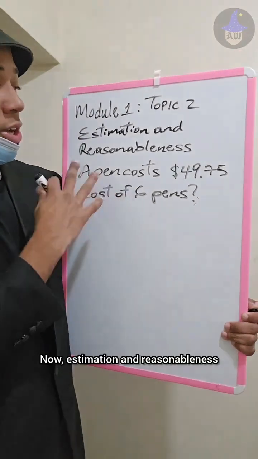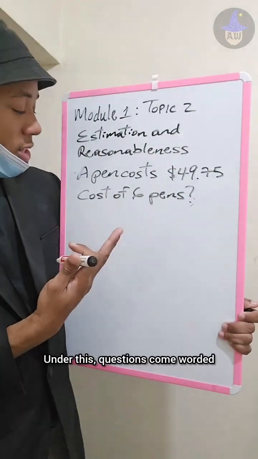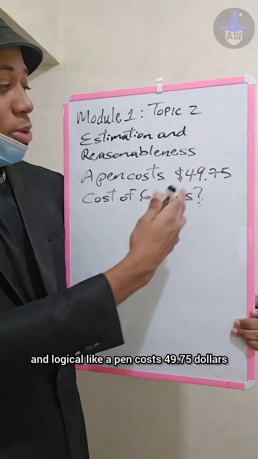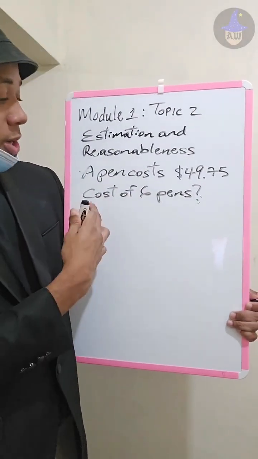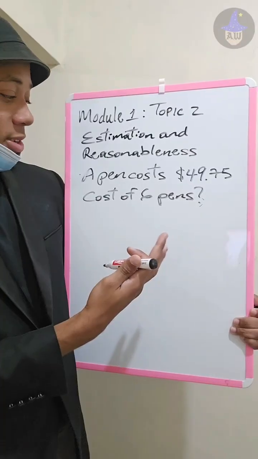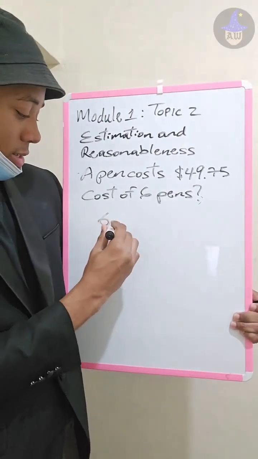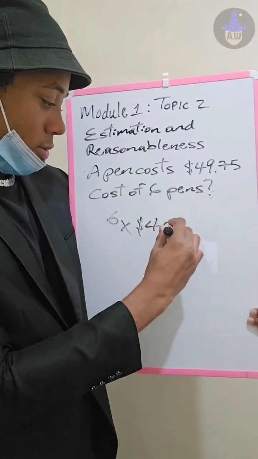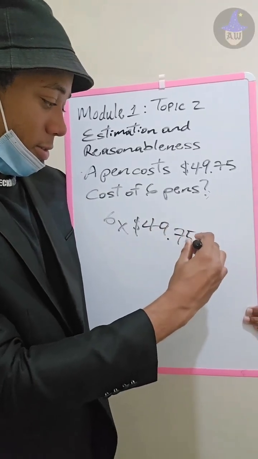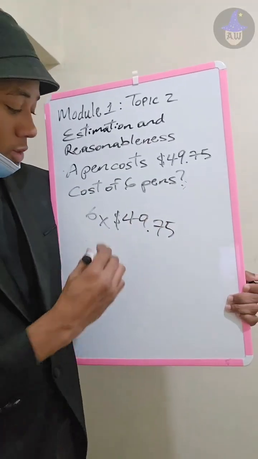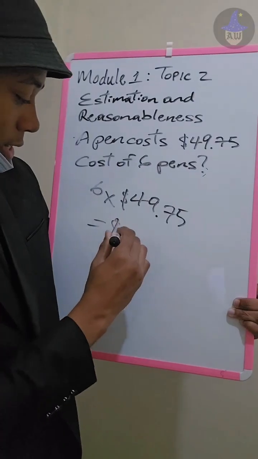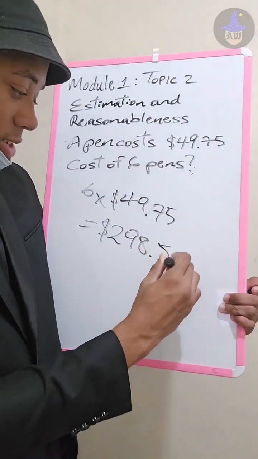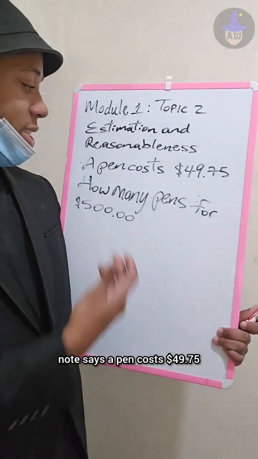Now estimation and reasonableness. Under this, questions come worded and logical, like a pen costs $49.75. What is the cost of 6 pens? It would be 6 times 49.75, and that's equal to $298.50.